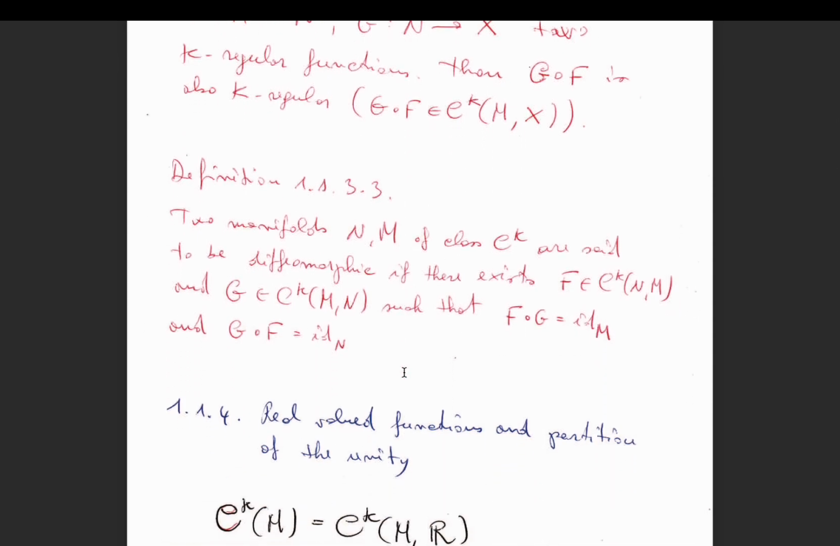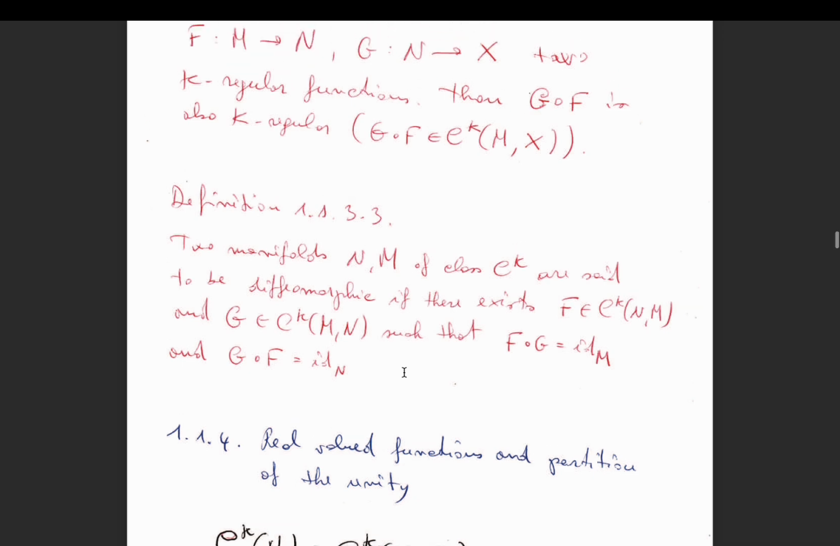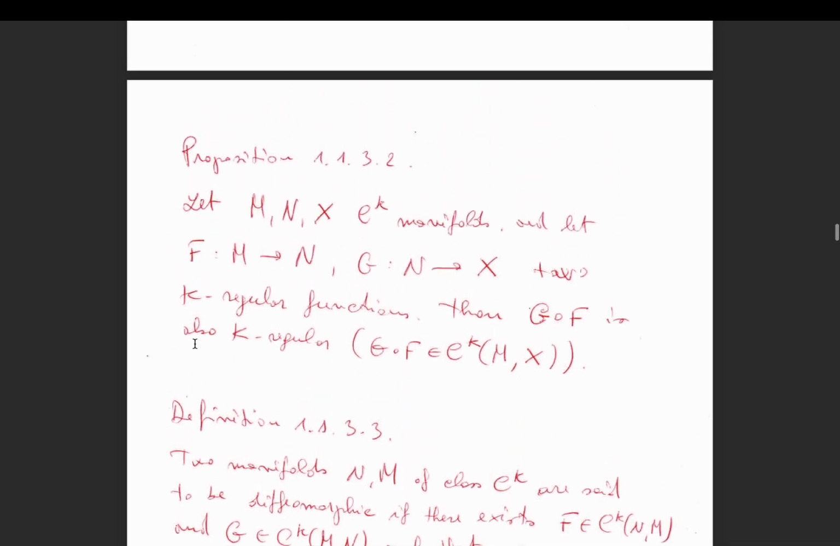Okay, now two manifolds. This means that differentiable functions between manifolds can be viewed as morphisms, and we obtain the so-called category of differentiable manifolds whose morphisms are actually differentiable, regular, K-regular maps between manifolds.